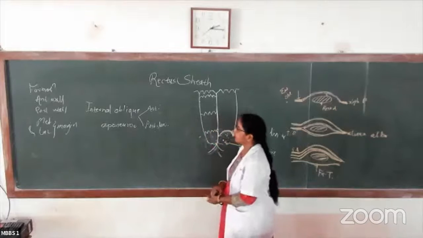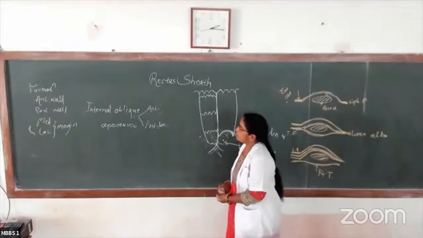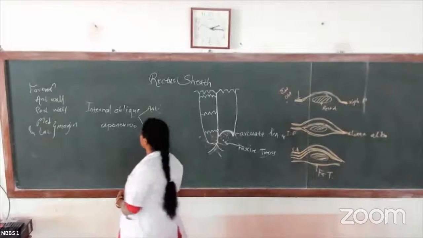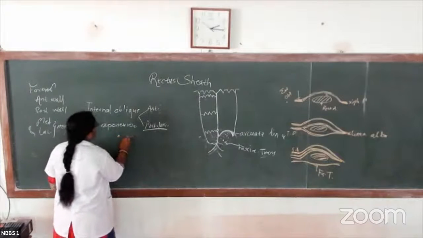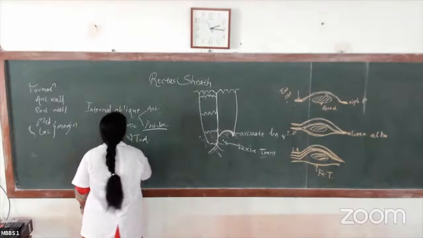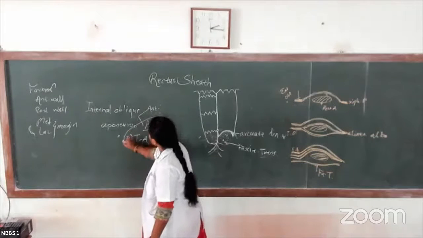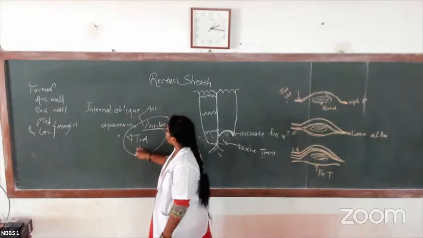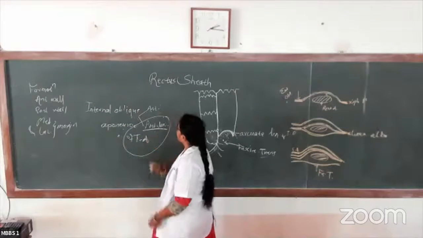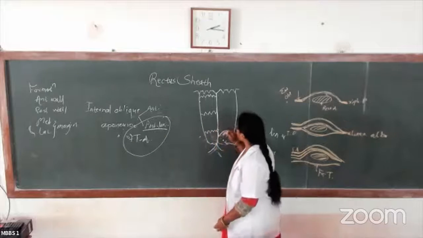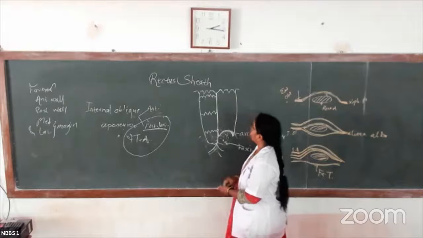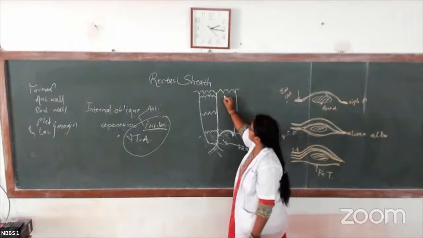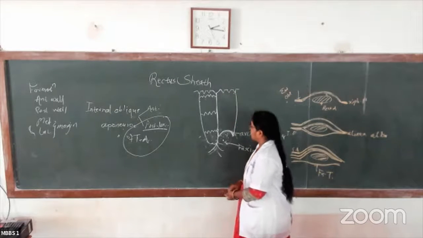Now, how is this posterior wall formed? It is formed by the posterior lamina of the internal oblique muscle and the aponeurosis of the transversus abdominis. So this posterior wall is formed by the posterior lamina of the internal oblique aponeurosis along with the aponeurosis of the transversus abdominis, and is deficient below the arcuate line and above the costal margin. Above the costal margin, this rectus abdominis rests on the 5th, 6th and 7th costal cartilages.